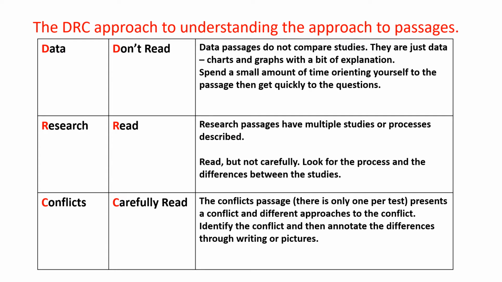So in our DRC approach, there's only one conflicts passage per test. You're going to carefully read, to remind you of that, the C and the C: conflict, carefully read. The first step is to identify the conflict, and the second step is to identify the different approaches to the conflict and then answer the questions.